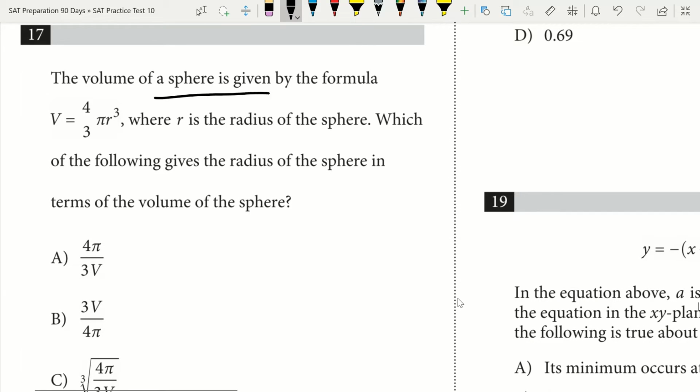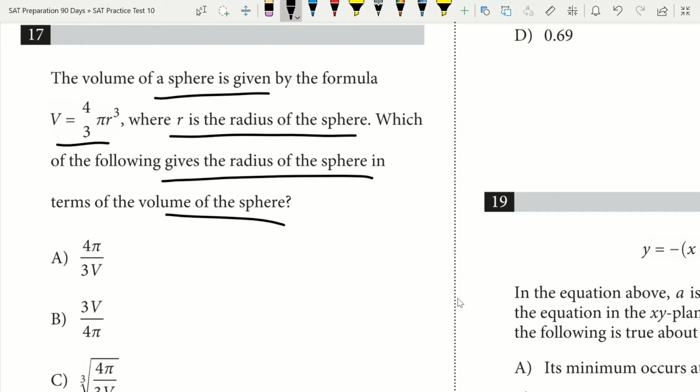Number 17, volume of a sphere. We're given the formula here, where r is the radius. Which of the following gives the radius in terms of the volume of the sphere? All we're doing here is solving for our radius. What would our radius equal? I'll rewrite it so I don't have to zoom in. We've got our volume, we'll call it V, and it's going to equal 4/3 pi r cubed.